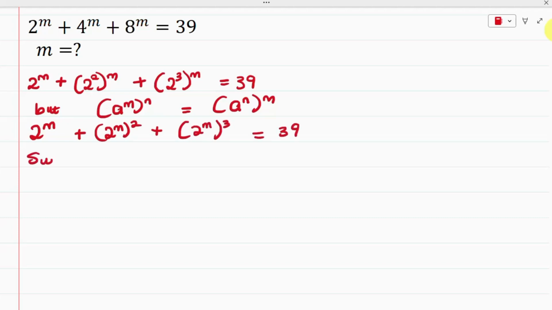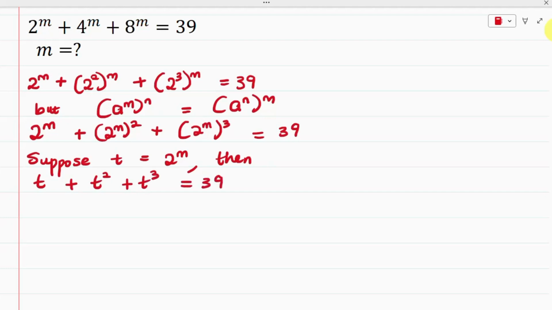39. So at this point, we want to say, suppose that t is equals to 2 raised to the power of n, then we have this to be t plus t squared plus t raised to the power of 3, and this is equals to what? 39. So at this point, we want to simply rearrange it. So we have that t plus t squared plus t raised to the power of 3, if 39 comes this way, we have minus 39, and this is equals to 0.